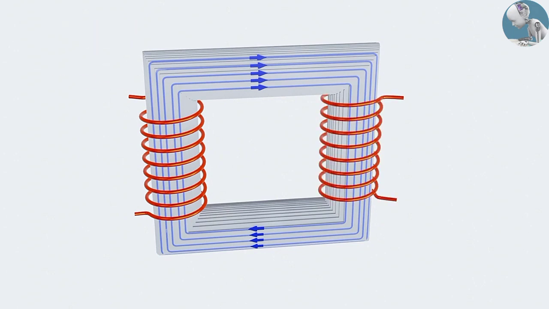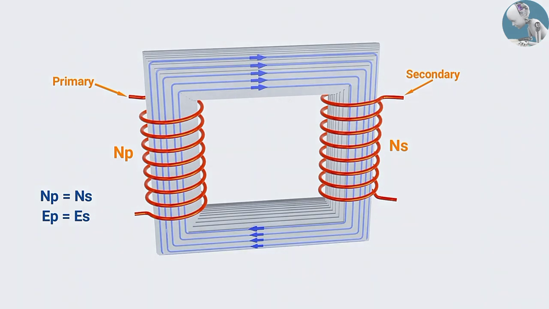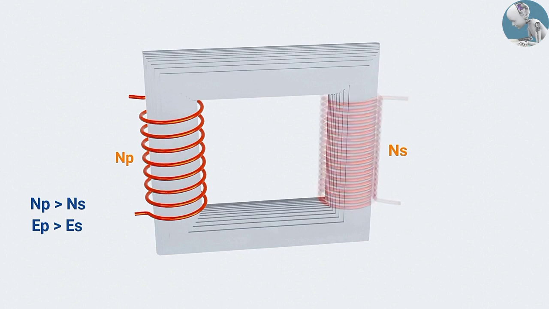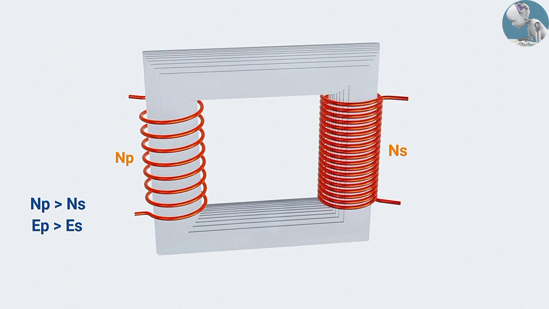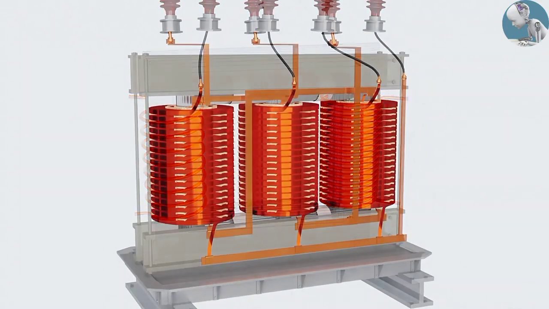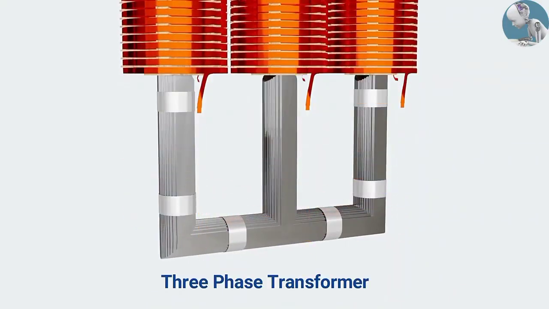When the number of turns in the primary and secondary coils are the same, the EMF across them is also the same. Fewer turns in the secondary coil reduces the output voltage. This type of transformer is known as a step-down transformer. More turns increases the voltage. It is known as a step-up transformer. Although this setup represents a single-phase transformer, the same idea is used in the construction of a three-phase transformer.